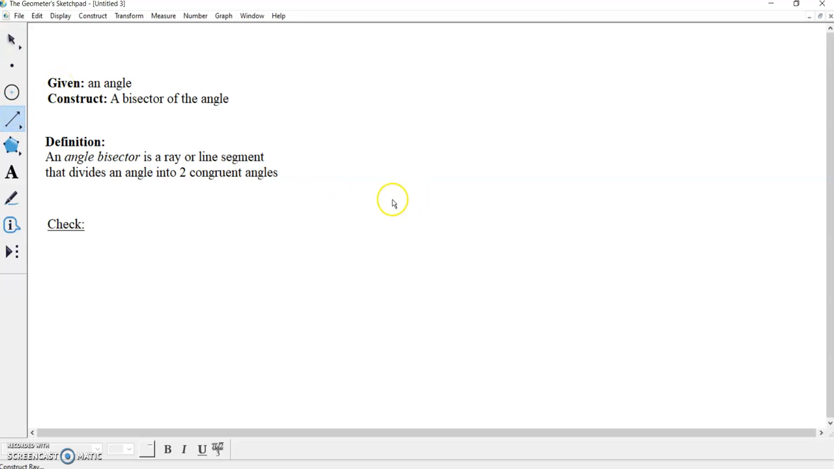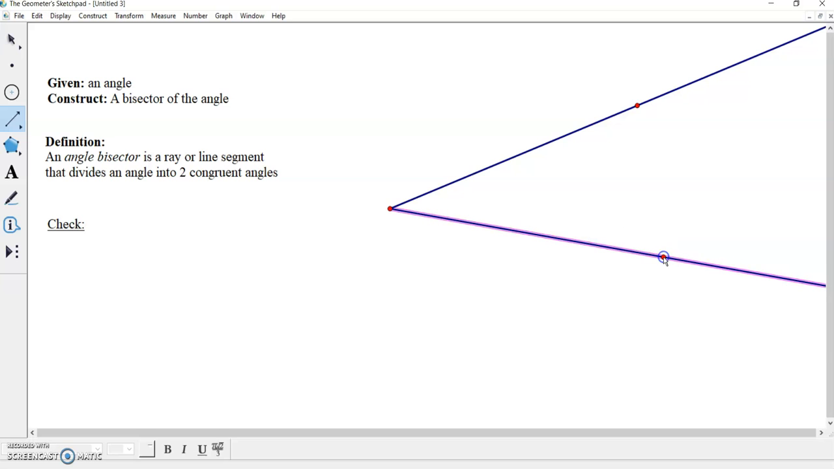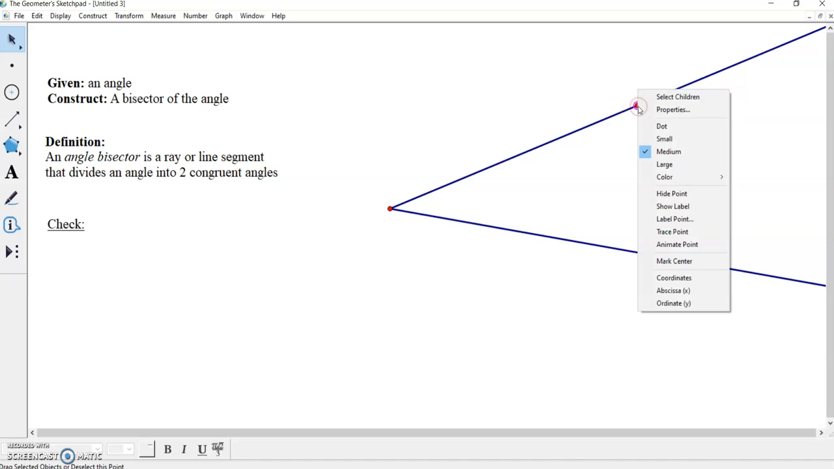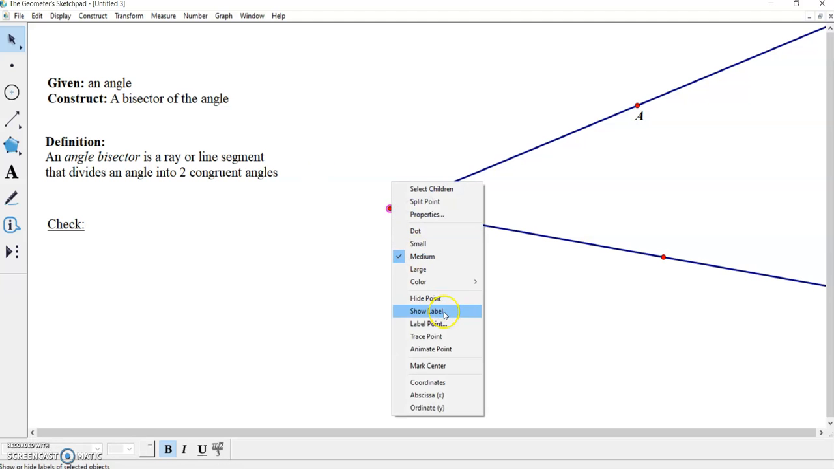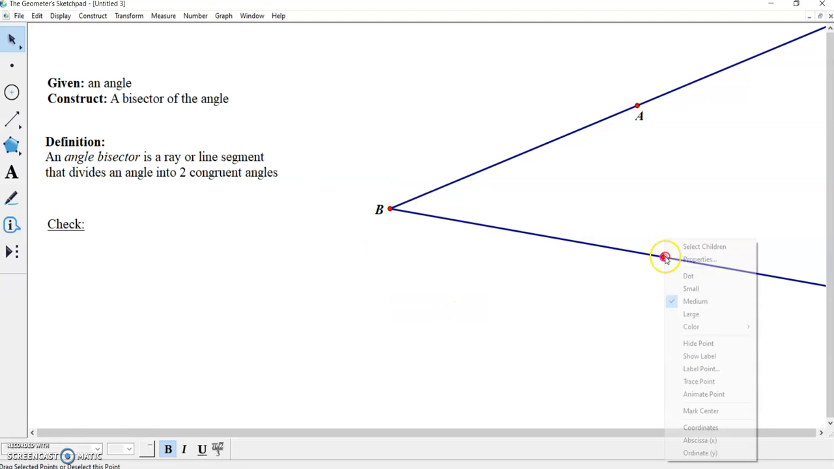So let's go ahead and construct an angle by constructing two rays with a common vertex. And in order to make this clear when we're working through these problems, it's good to label your points. You can label by right-clicking the point and clicking Show Label. Right-click again, Show Label, and Show Label. So now I have an angle I can reference, and this angle is angle ABC.